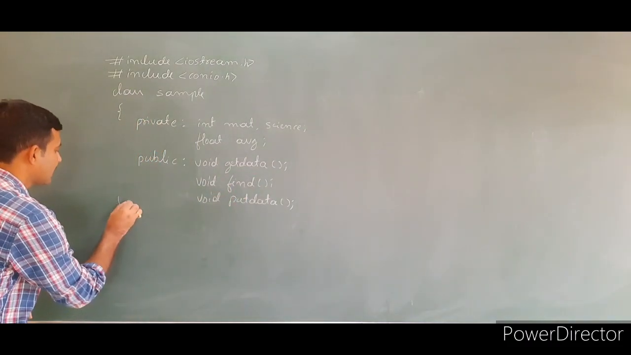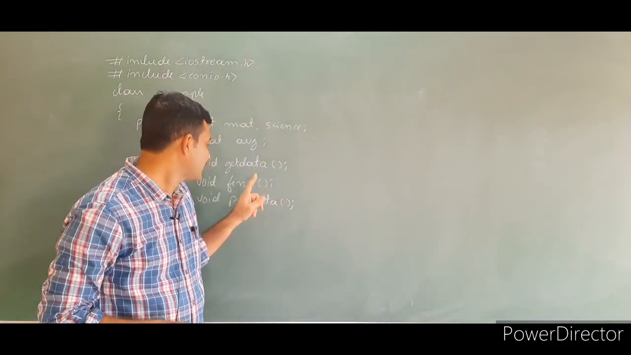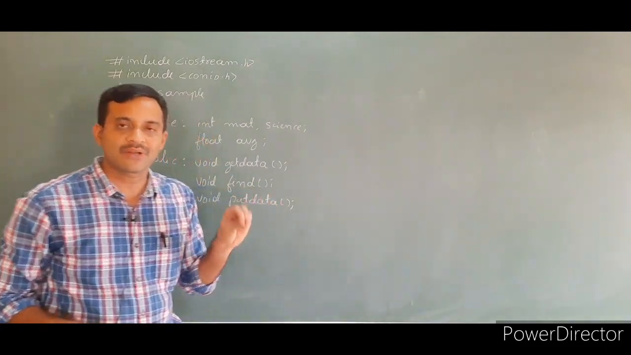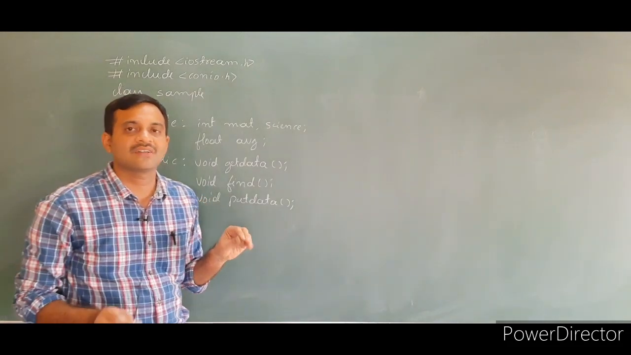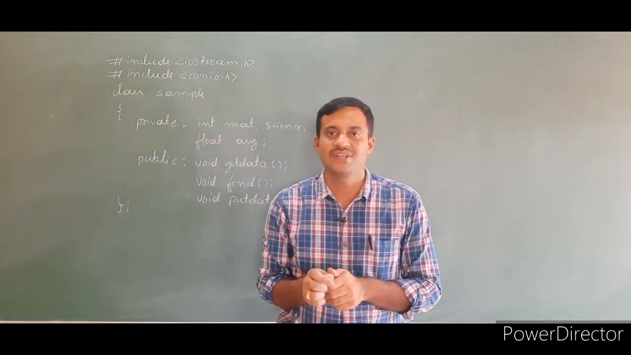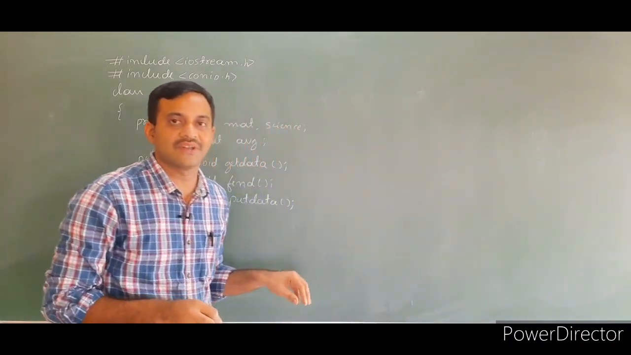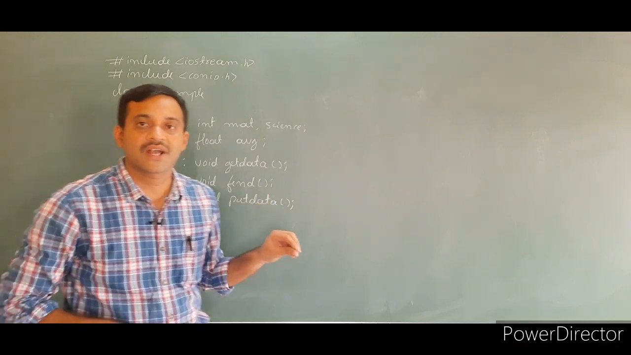Then close the class. Getdata, find, putdata are the 3 member functions. These member functions are not defined, only declared inside the class. These functions must be defined outside the class definition because these are in abstract form.